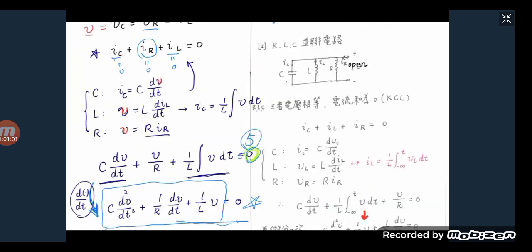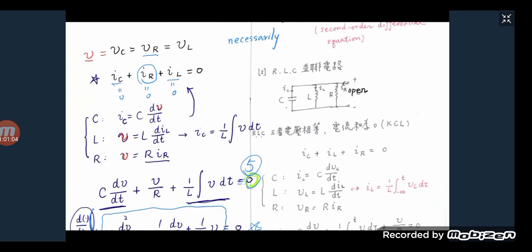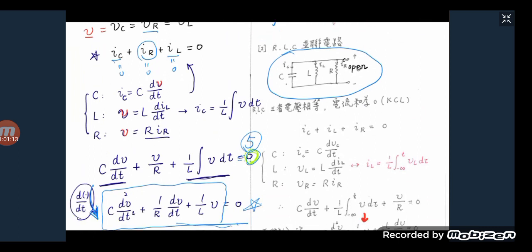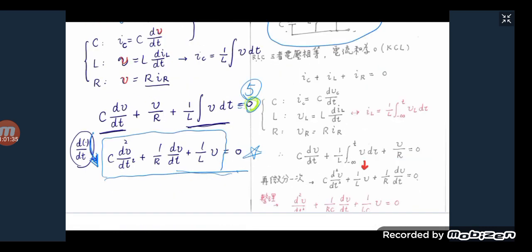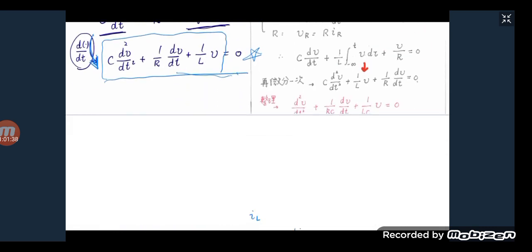Okay, we just took a look at the RLC circuit, the parallel connection circuit, and again we see that for this circuit, the voltage is common to the three components. The voltage is common to the three components, but the current is the addition.